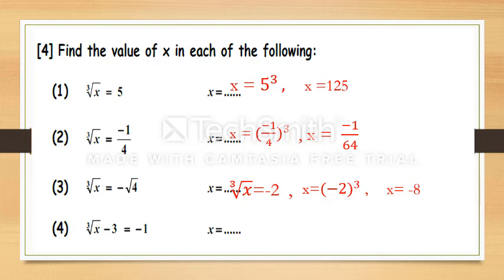Number 4, the cube root of x minus 3 equals minus 1. Here at first, we need to move negative 3 to the other side with the opposite sign, to be minus 1 plus 3. And the second step, the cube root of x equals minus 2, and then we move the cube root to the other side as a power of 3, and here x equals minus 2 to the power 3, which equals negative 8.